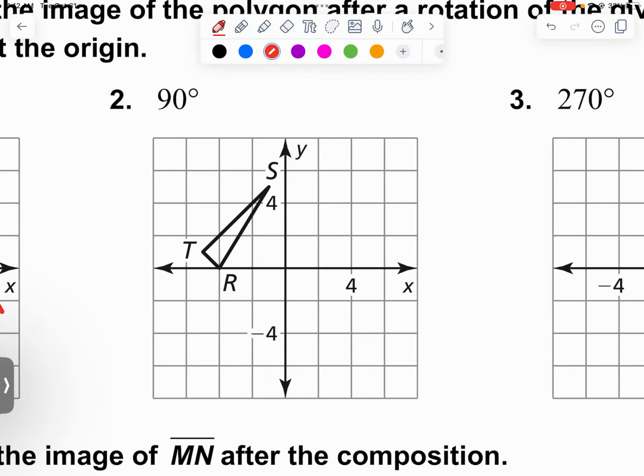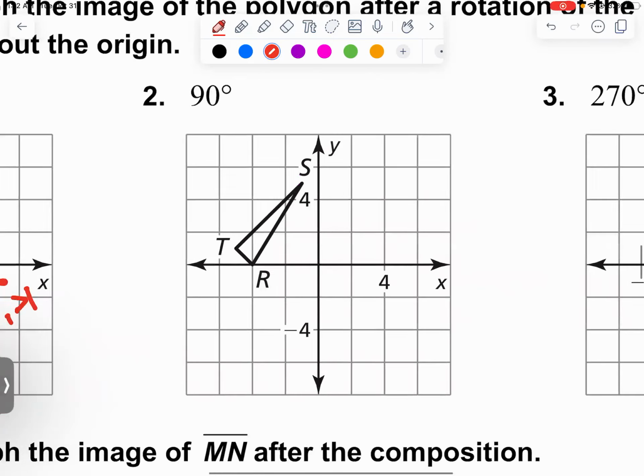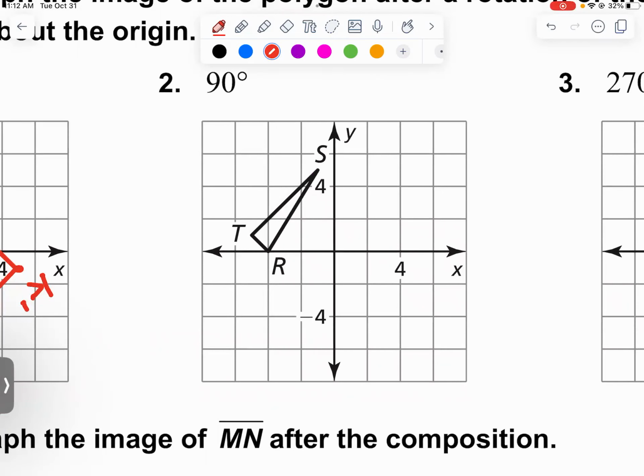Okay. Now, if we're gonna go 90 degrees, let's look at number 2. Can we look at 90 degrees? Yeah. Do not turn your paper until I tell you. Everybody, let's talk about what these points are. R, S, T. Where is R? Is that -4, 0? S is -1, 5. And T, -5, 1. All right, write those down.